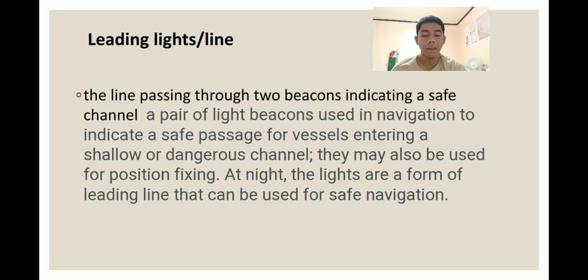Leading lights or line. The line passing through two beacons indicating a safe channel. A pair of lighted beacons used in navigation to indicate a safe passage for vessels entering shallow or dangerous channels. They may also be used for position fixing at night. The lights are a form of leading line that can be used for safe navigation.